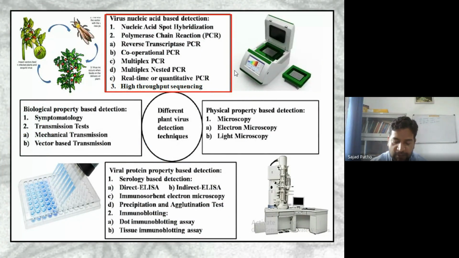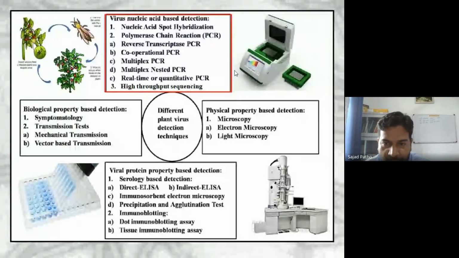So these are the various methods based on which we can detect these viruses. One is the biological property based, like we can see the symptom and tell that this kind of virus will be infecting this crop. Then transmission tests, where we have various types of transmissions, like mechanical, like vector based, and we can tell that this virus might be this.